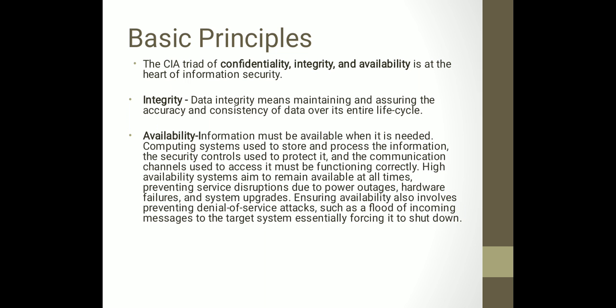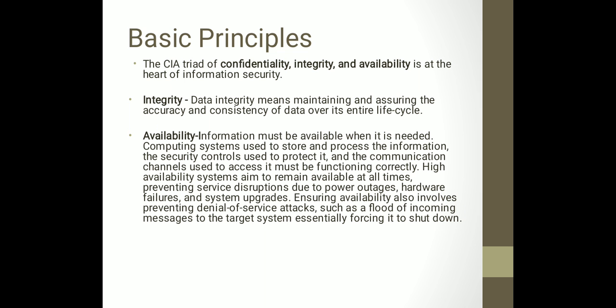Now we are going to discuss the basic principles of information security. Confidentiality, integrity and availability are the heart of information security. First one is integrity. Data integrity provides the assurance of accuracy and consistency of data over the entire life cycle. When you're talking about availability, the information must be available whenever we are in need of data.